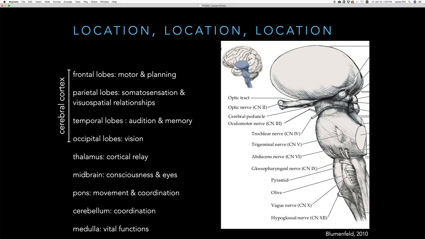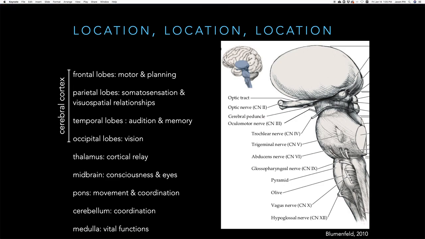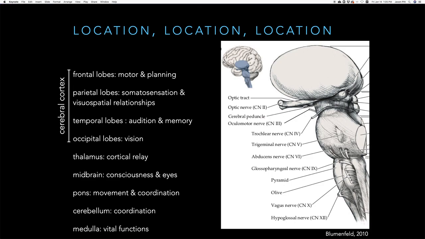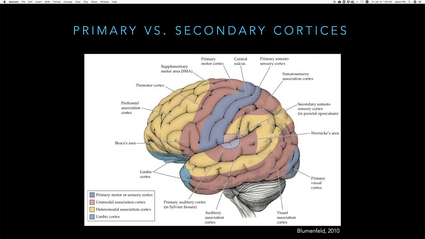So when we have damage in the midbrain, it's not uncommon to experience coma because the ascending arousal system is damaged. Also in the midbrain, we have neurons that control the eyes. All right, let's start in the cortex and work our way down.